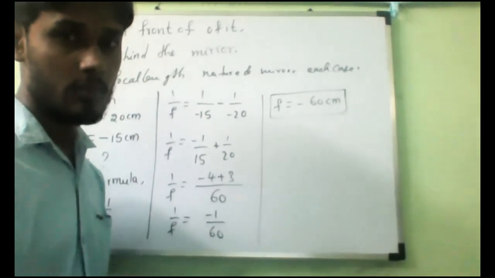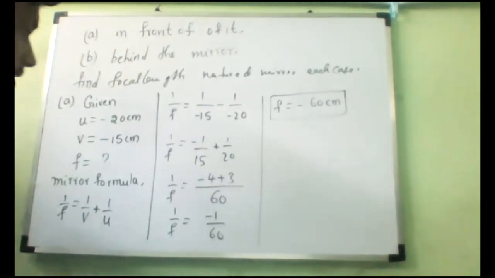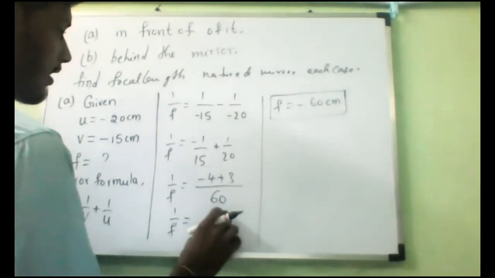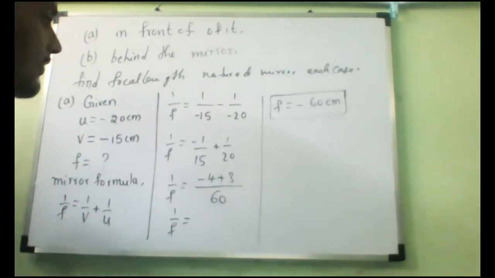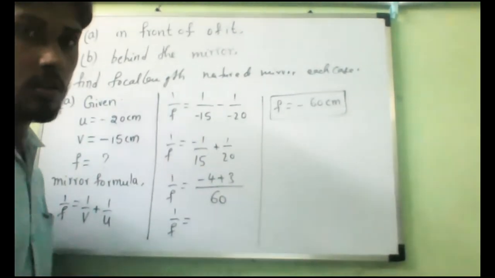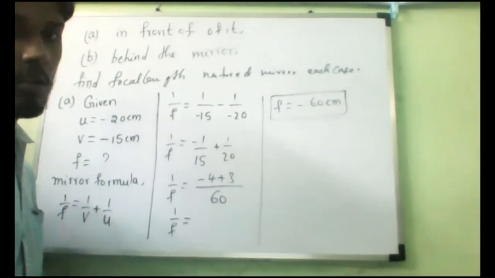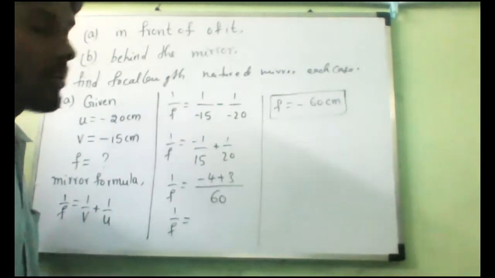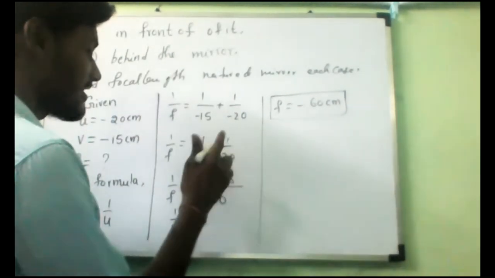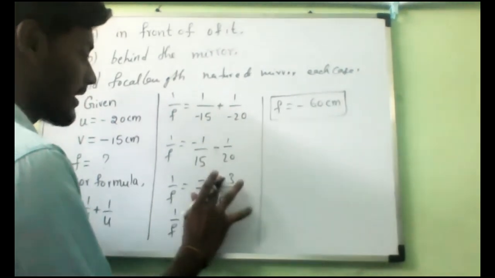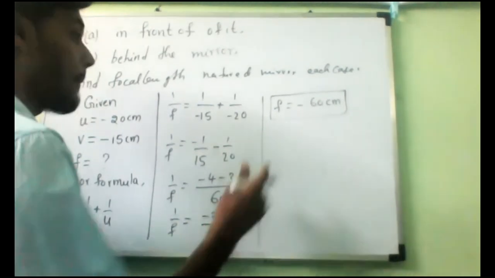No, sir. That is 1 by minus 15 plus, sir. Minus of minus is plus only, correct? Minus 1 by 15 plus 1 by 20, correct? No, sir, 1 by V plus 1 by U, both are minus only, sir. Yes, sir. Very good. I understood. Minus 4, minus 3, minus 7 by 60, sir. So which is equal to minus 7 by 60. Is it yes or no? Yes, sir.